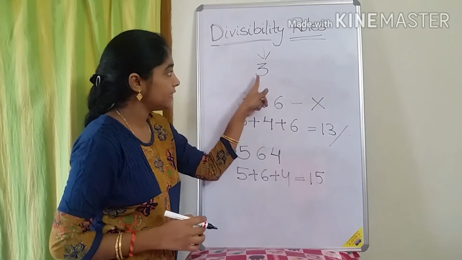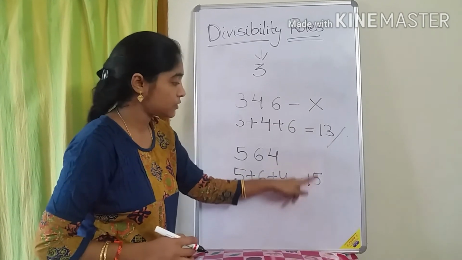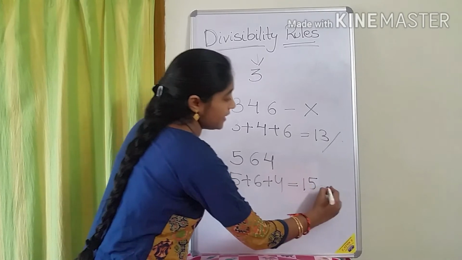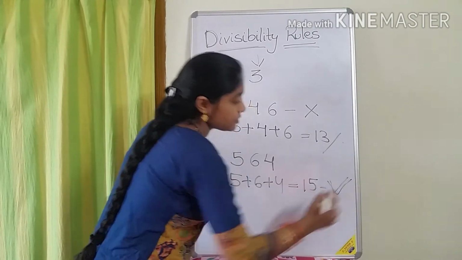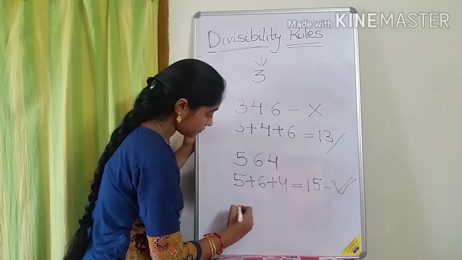Let us check. In the 3 table, 3 5s are 15, or not? So in the 3 table 15 comes. So the whole number, that is 564, is divisible by 3. Okay, it is divisible by 3. Let us check one more example.